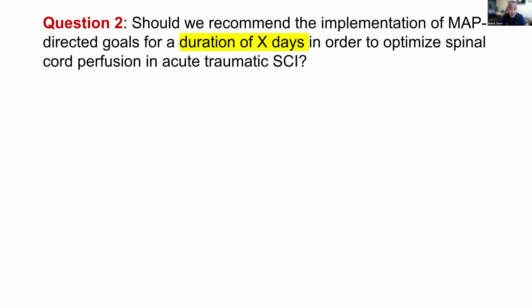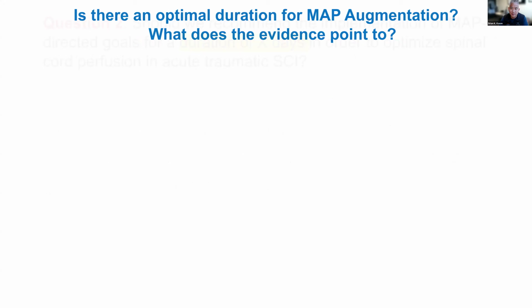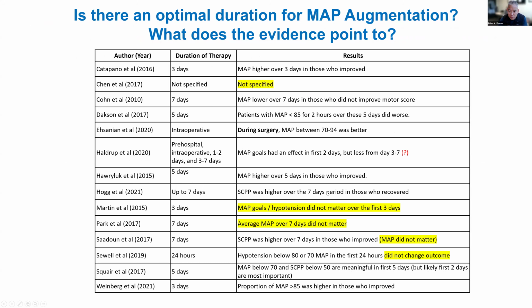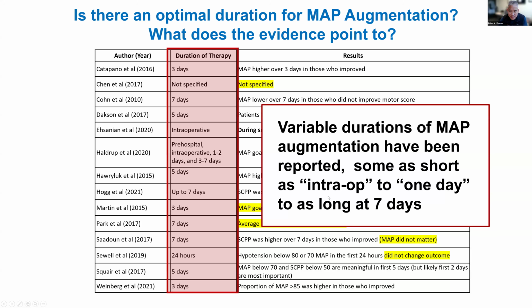The next question was really around duration. So if we're going to set these MAP targets, how long should we do this in the acutely injured patient? So what does the evidence point to? This was the systematic review. These are all the papers that described a duration of hemodynamic management. And again, a busy table, but really the summary is that if you look at the duration of therapy, it was really all over the board.